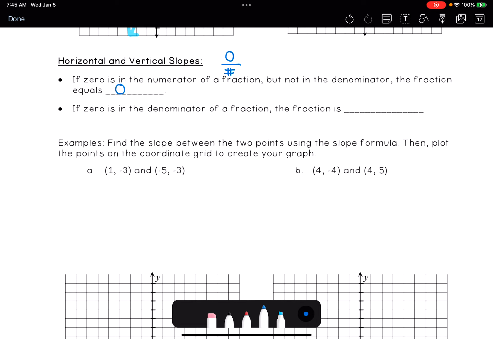If 0 is in the denominator of a fraction, like a number divided by 0, you can't divide by 0. That's one of the big math rules in life. So our fraction is actually going to be undefined.